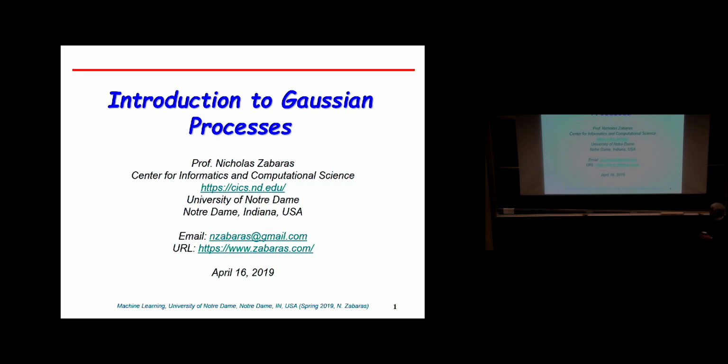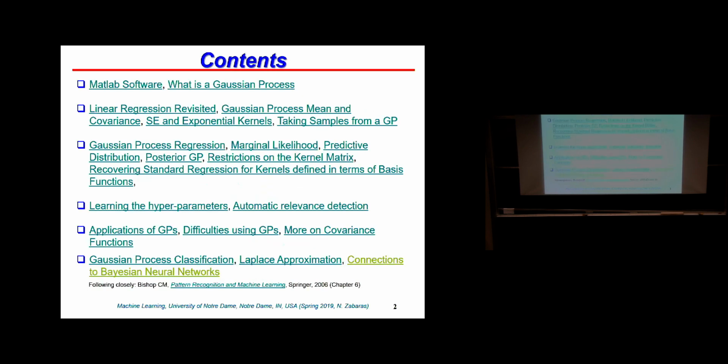So, all right, we will talk a little bit about Gaussian processes for regression and also for classification, and maybe that would be a good way to finish the course. Okay.